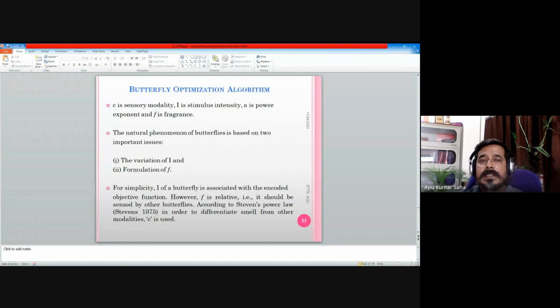The law is this: f equal to c into I to the power a. Only the value of c and a varies for heat, for light, for fragrance, for any kind of stimulus in the universe, whatever it may be. So the formula is the same, f equal to c into I to the power a, only the values of c and a will change for different kinds of stimulus. That value of c and a will differentiate whether it is smell, heat, light, or whatever it is.